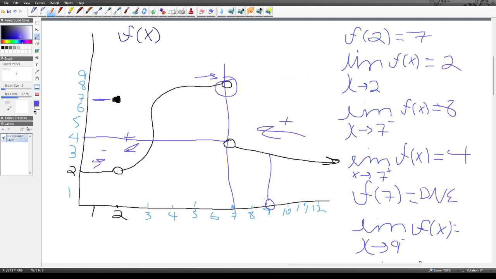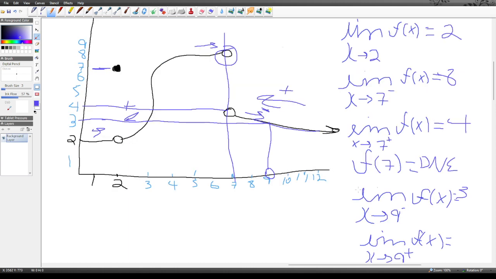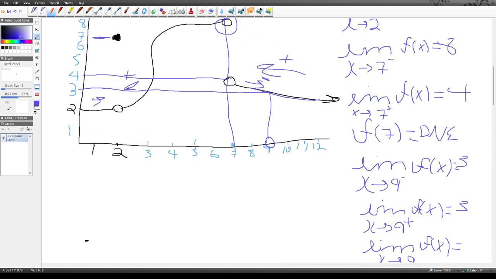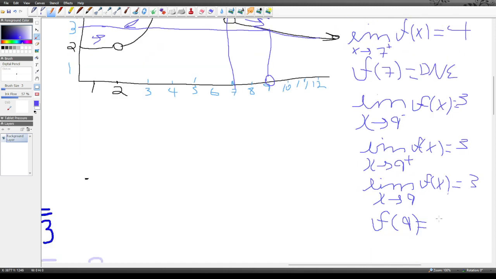As x approaches 9 from both sides, the left side or negative side, it will get closer and closer to 3. Since this line is continuous, we can assume that the limit of both sides will be equal. So they will both be 3. Since there's no open circle or discontinuity occurring here, the evaluation will also be 3, the same as the limits.